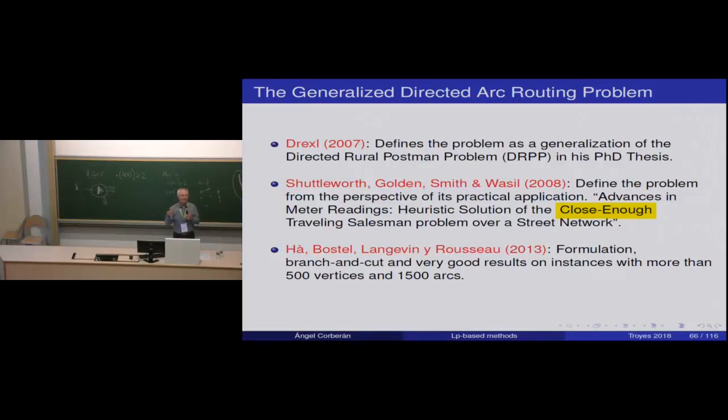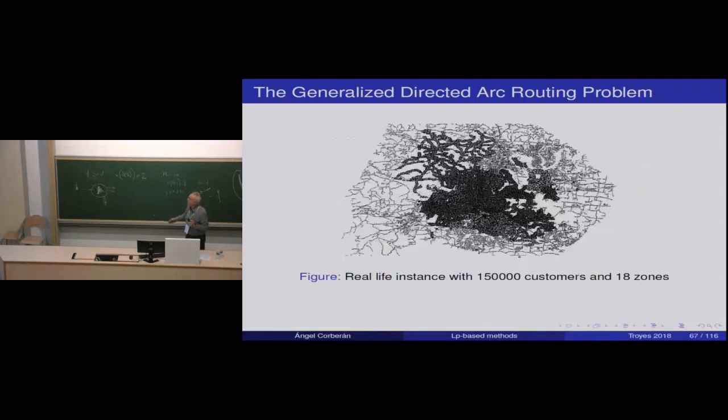As was my comment before, the perspective of the people working on node routing, even for an arc routing problem, is the close enough traveling salesman problem. We now call the problem the close enough arc routing problem. Some French and Canadian people work on that, because these guys made a heuristic approach to the problem, and these guys, André Langevin and Jacques Renaud, propose a formulation, a branch and cut, and very good results. We try to do it a little bit better.